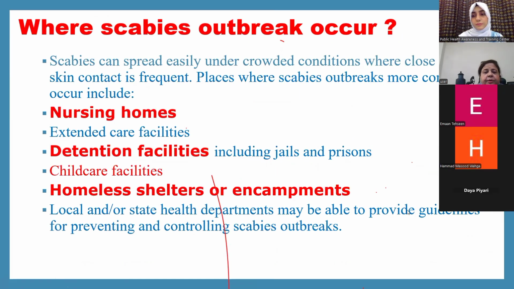Scabies outbreaks occur in nursing homes, detention facilities, childcare facilities, homeless shelters, or encampments. Local or state healthcare departments may be able to provide guidelines for preventing and controlling scabies outbreaks. Next, please.